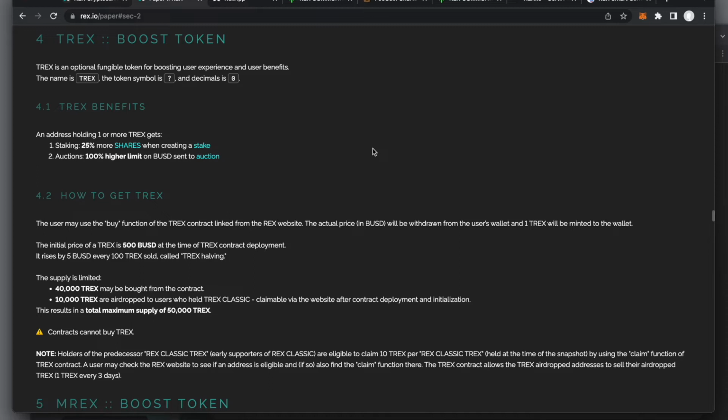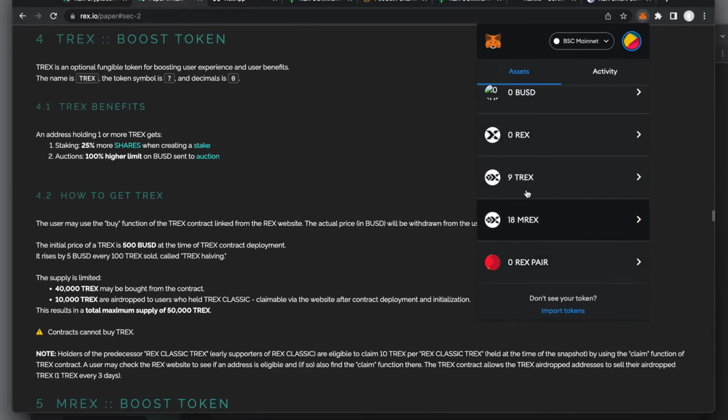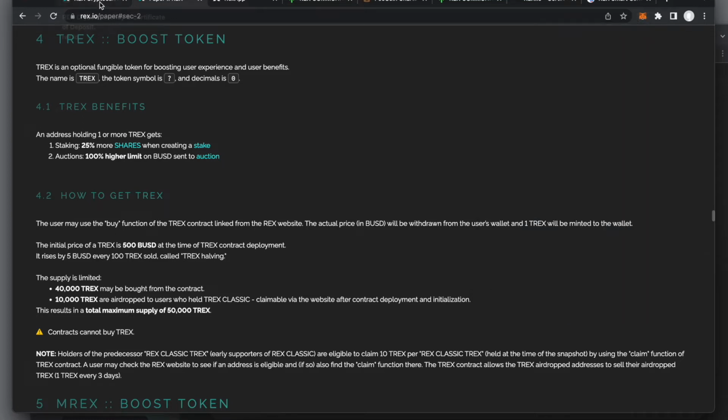The name is TREX. The token symbol is not TREX. It is XTRX, and it looks like this in your wallet. Let's have a look. My TREX. Hey, here's my 9 TREX. And it has 0 decimals.